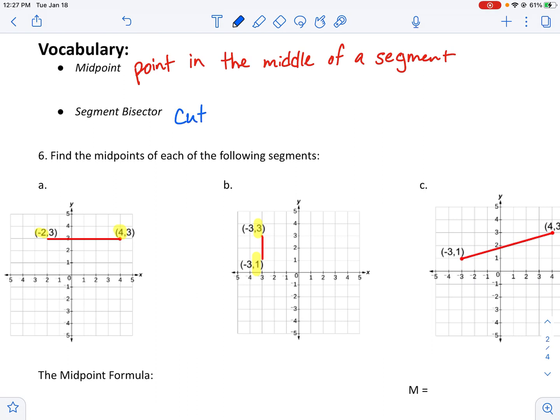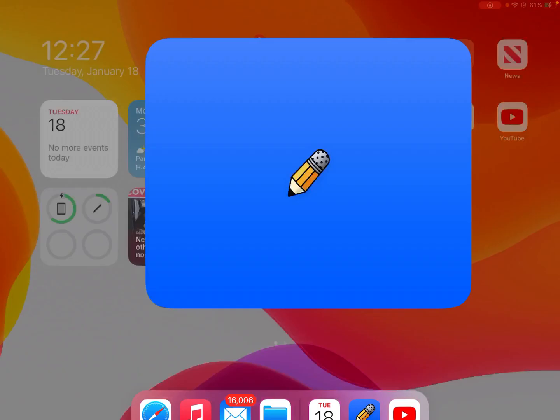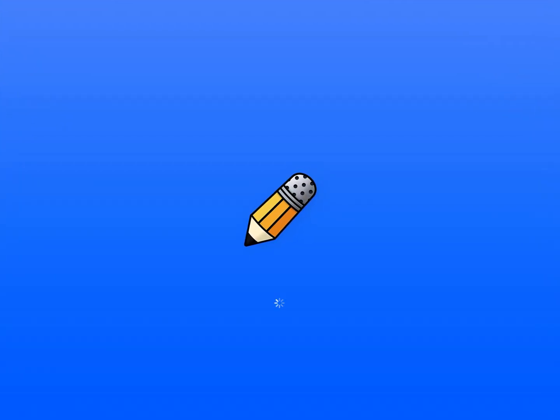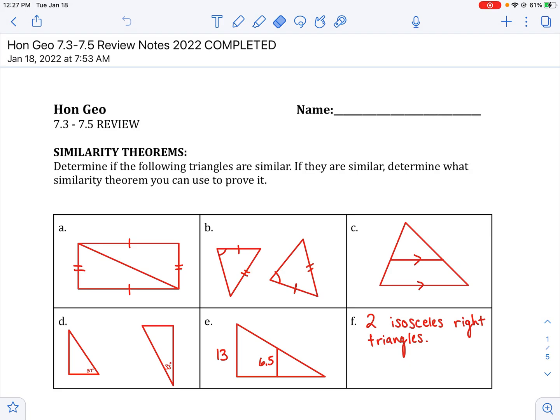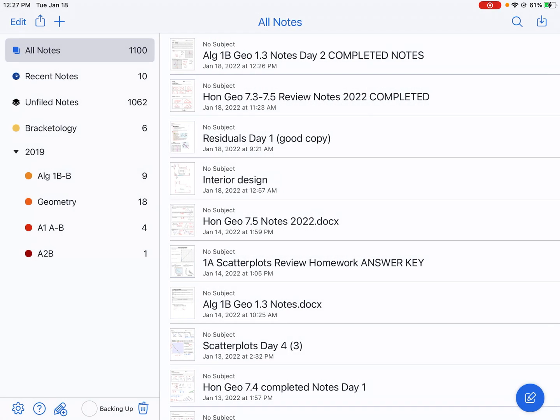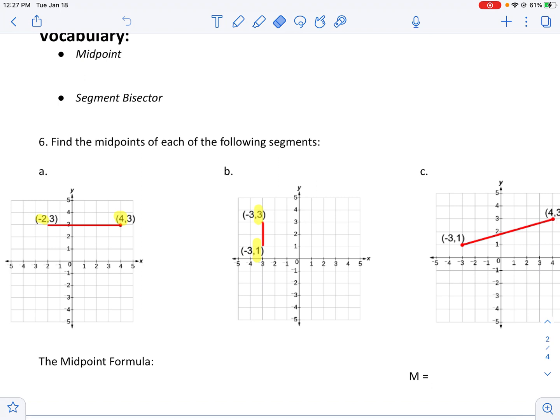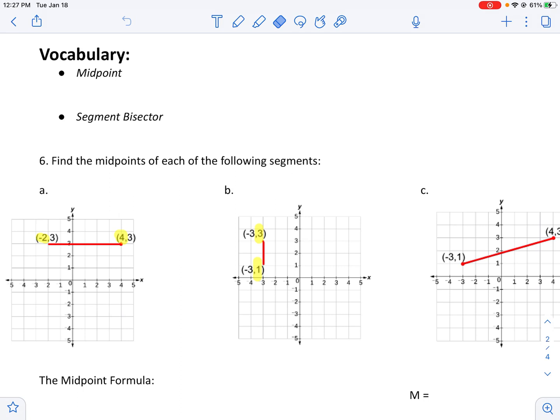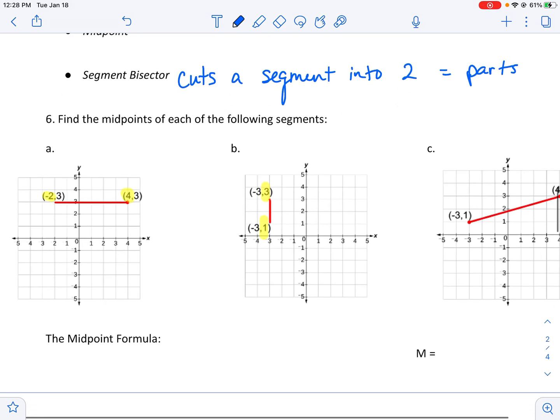So anything that bisects a figure, to bisect means to cut it into two congruent parts. So a segment bisector cuts a segment into two equal parts. So let's do some practice ones.